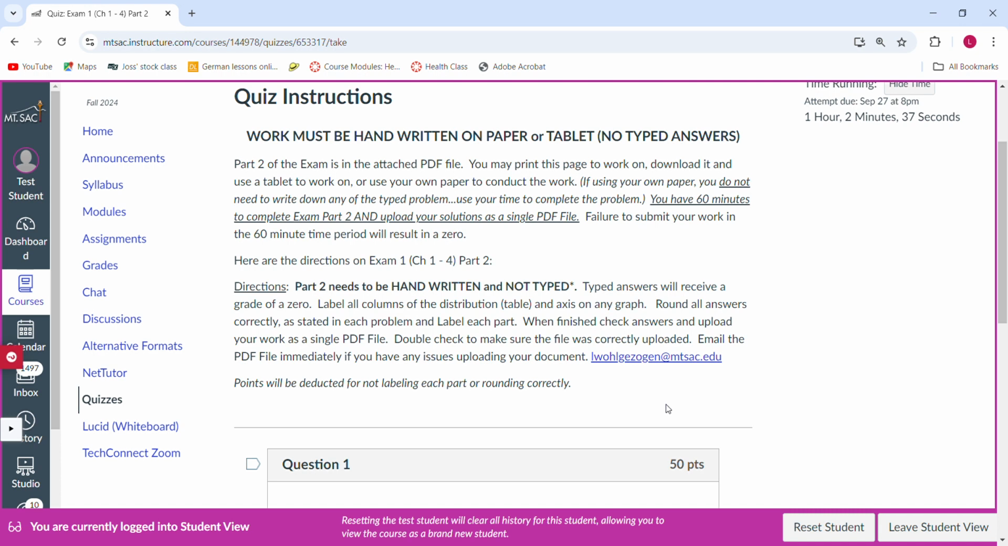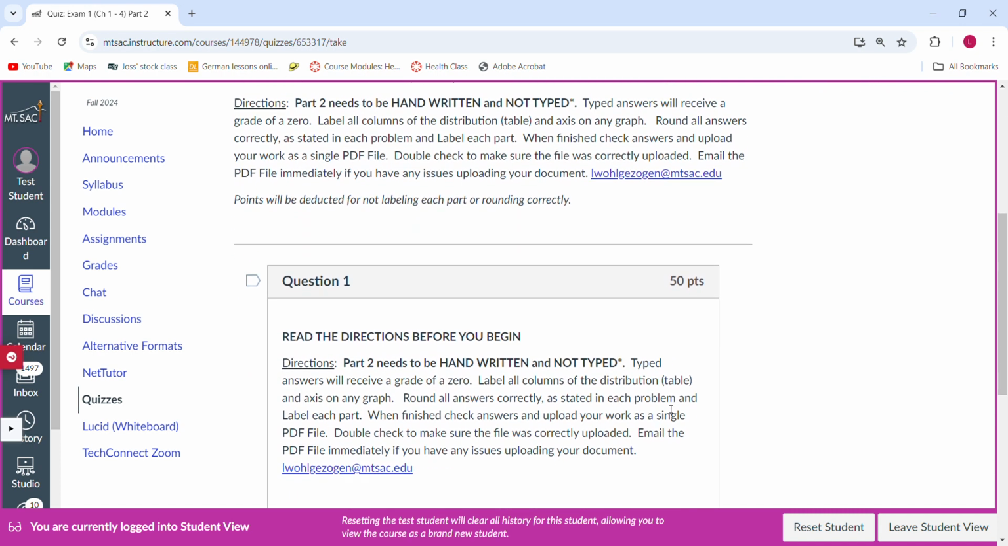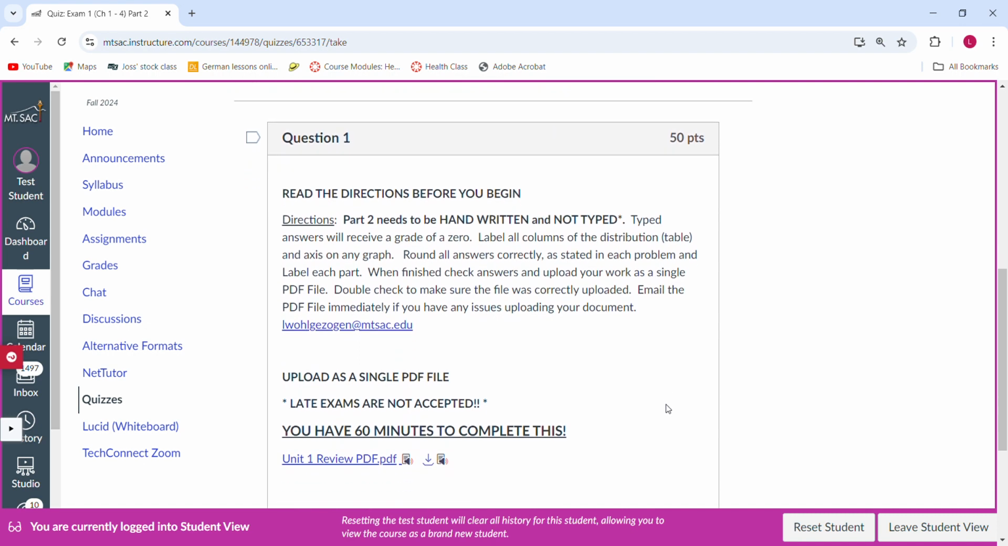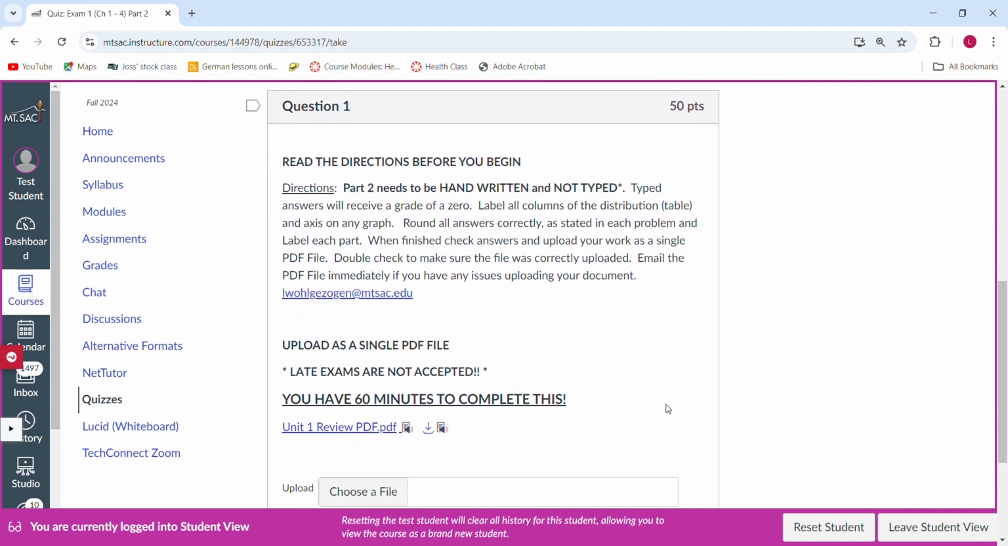So I'm going to go through this with you. When you hit into the assignment and start, you'll notice that there's only one question. That one question is worth 50 points. This is actually your whole entire exam. The directions are posted on here again. It does need to be handwritten and not typed. It explains how this works if you're unable to upload, if there are any technical problems. But I do want you to realize that late exams are not accepted.